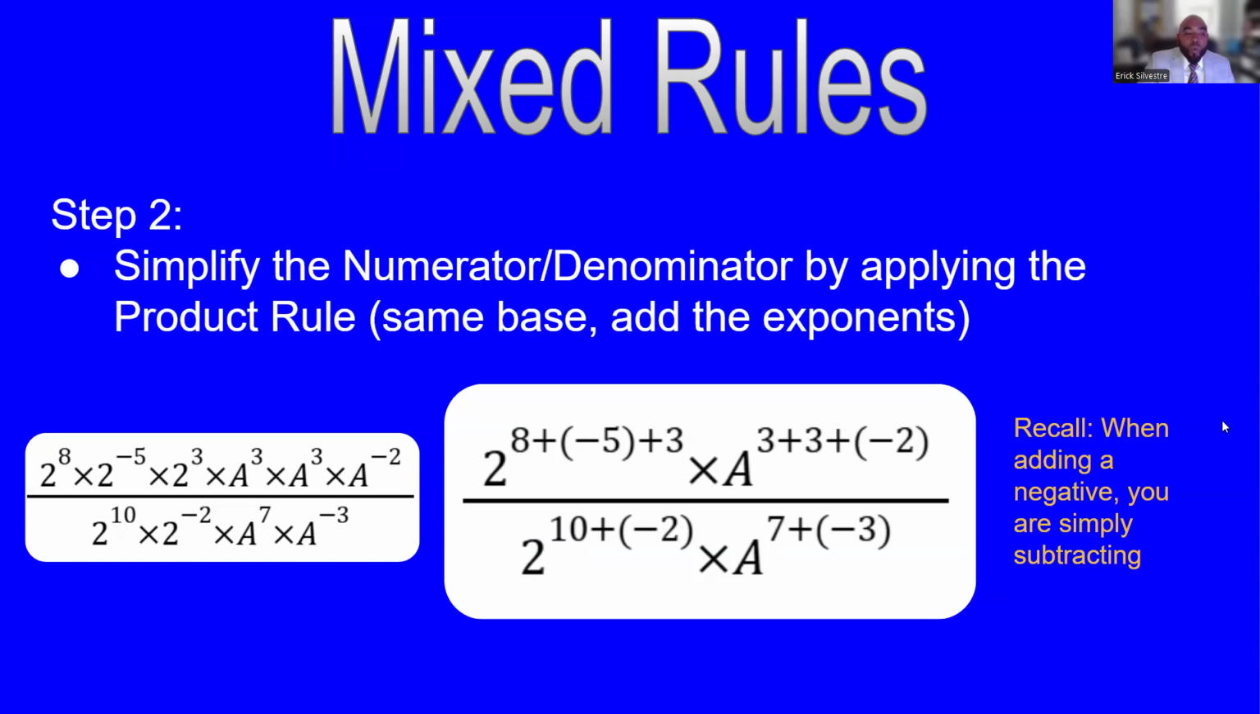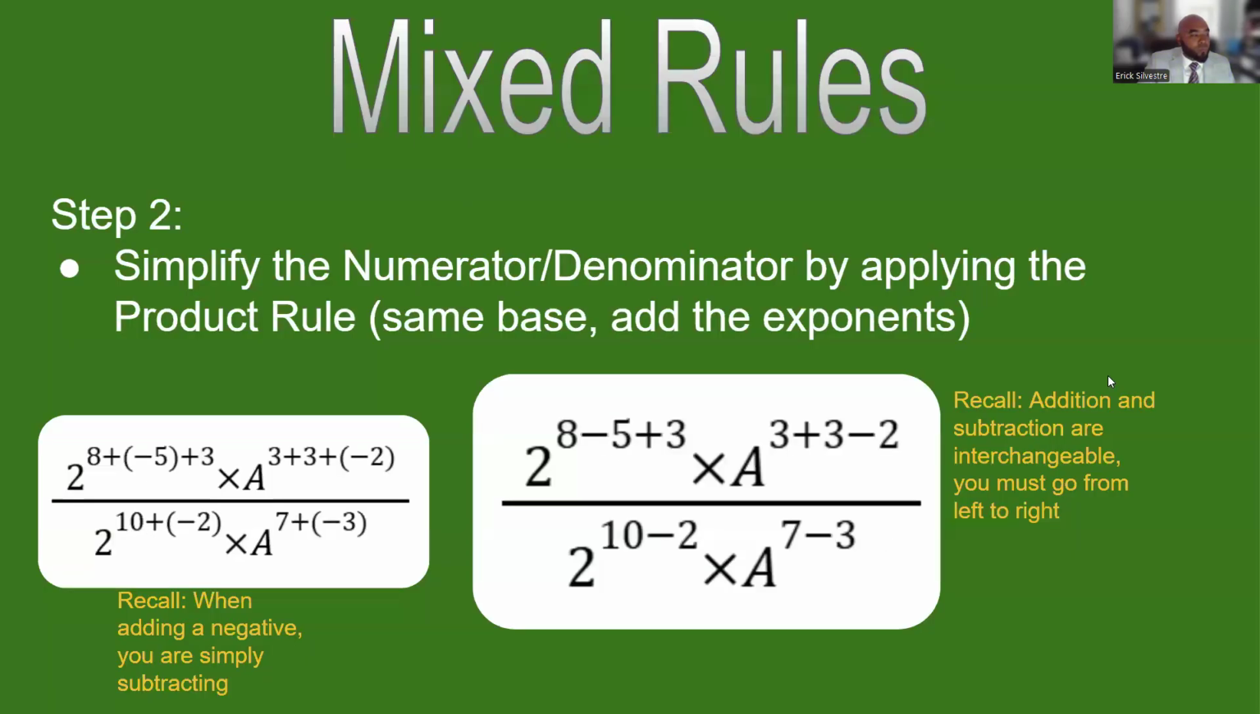All right, remember, when you are adding a negative, when you are adding a debt to your life, you're basically taking away from your total amount. Anytime you add a negative, you are adding to your debt, you are subtracting from the total. That's why when you are adding a negative, it actually becomes subtraction. So again, we know that we can just drop the sign; when you add a negative, it's the same thing as subtraction. So you have 8 minus 5 plus 3, and then in the denominator 10 minus 2. In the numerator here, you have 3 plus 3 minus 2, and you have 7 minus 3.